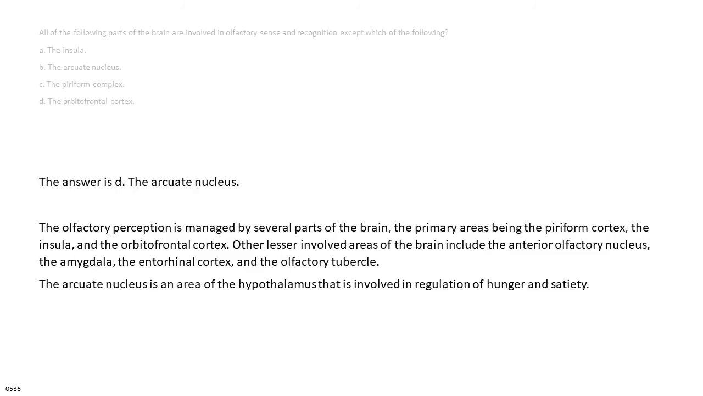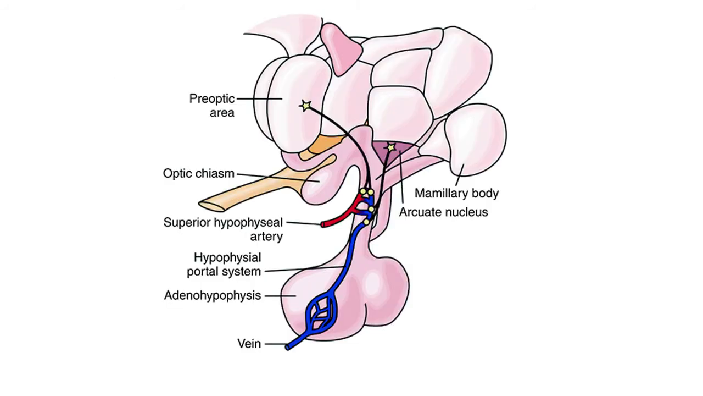The answer is B. The arcuate nucleus. Olfactory perception is managed by several parts of the brain, the primary areas being the piriform cortex, the insula, and the orbitofrontal cortex. Other lesser involved areas include the anterior olfactory nucleus, the amygdala, the entorhinal cortex, and the olfactory tubercle. The arcuate nucleus is an area of the hypothalamus that is involved in regulation of hunger and satiety.